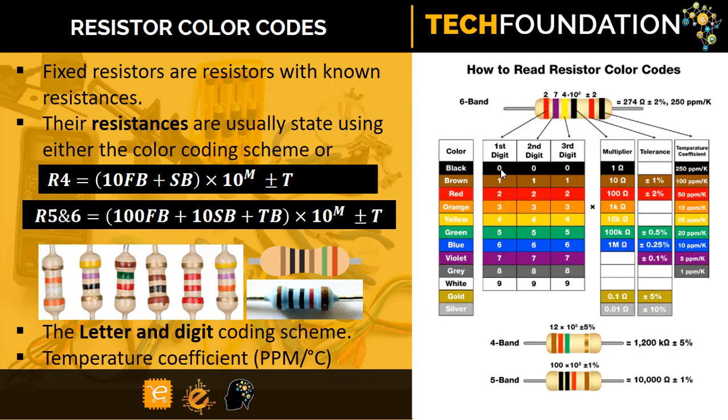Now black has the value 0 as a first band, second band, third band, and even as a multiplier, followed by brown, which is 1, red, in that order. So the maximum is 9, which is white.